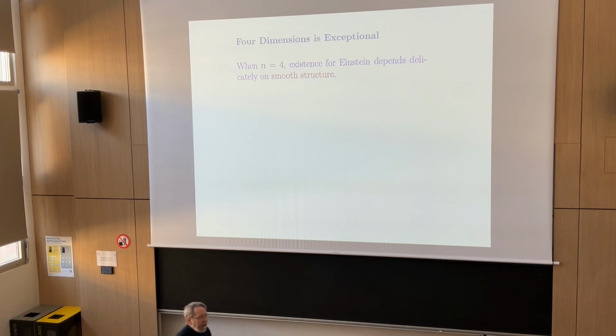It turns out that in dimension 4, unlike in higher dimensions, you typically have infinitely many distinct smooth structures. There are lots of exotic smooth structures on a 4-manifold. And this does not happen in high dimensions.